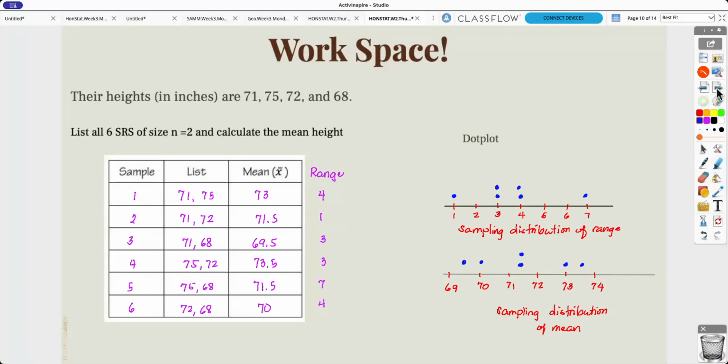Then you also can get the sampling distribution of the median, sampling distribution of standard deviation. So whatever statistic you want to use, you can get the sampling distribution for that particular statistic.